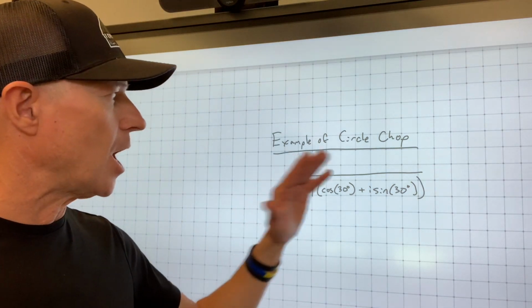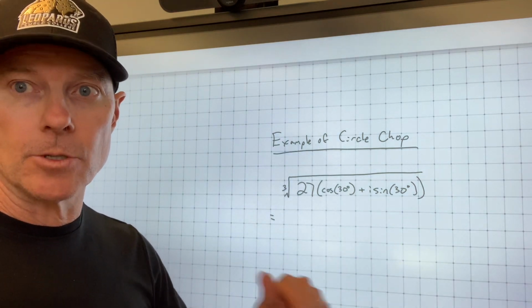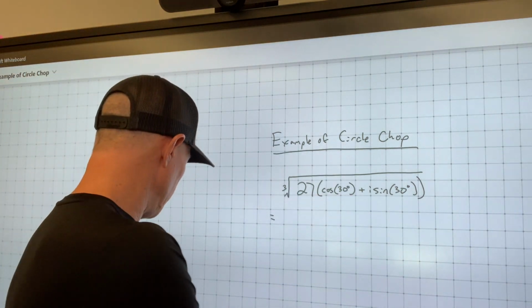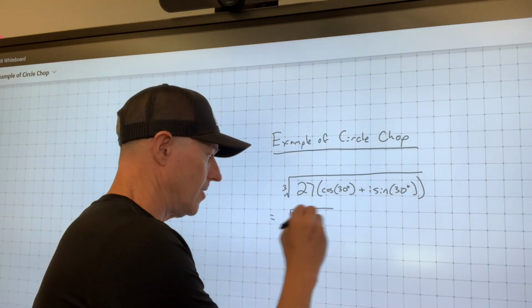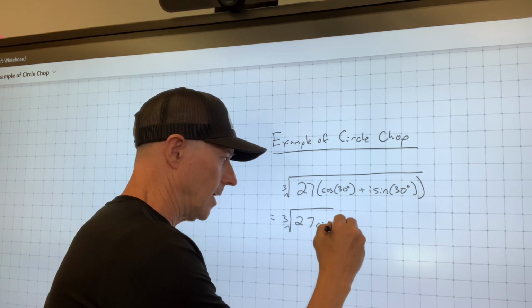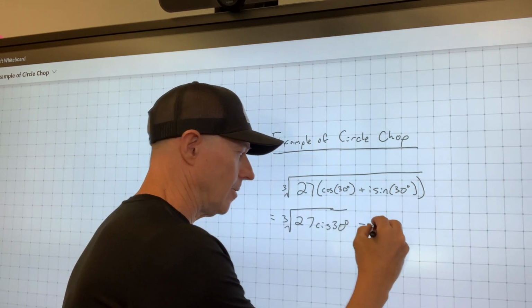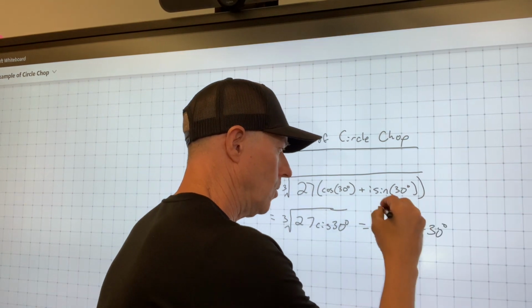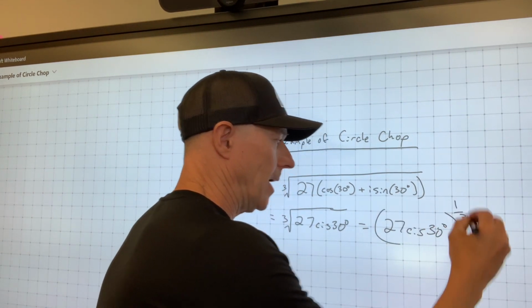And we want to chop this, find the three roots, which is going to chop up a circle with a certain size radius. Now, what we're doing is we're trying to find the third root of this complex number right here, which, remember, is equivalent to finding this number raised to the 1/3 power.